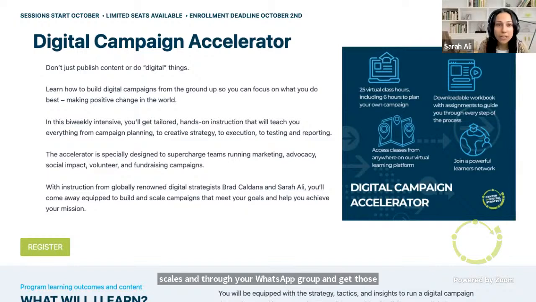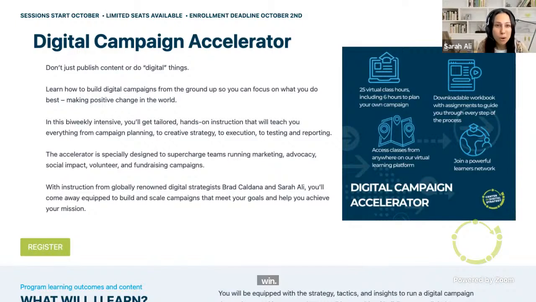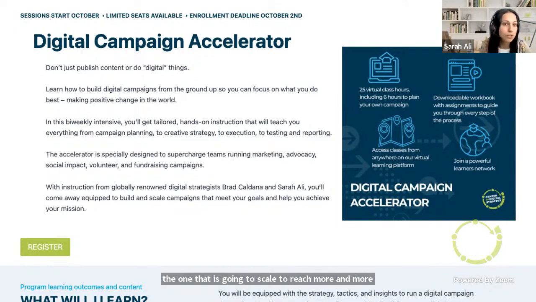And it's that recognition that the most integrated approach, or the most integrated campaign, is the one that's going to win, because that's the one that is going to engage people at a deeper and deeper level at every moment. And that is the one that is going to scale to reach more and more people. And that is the one that is going to allow your field organizers to do what they do best, which is open doors, chat with people, build relationships, and strengthen and be the backbone of your campaigns.